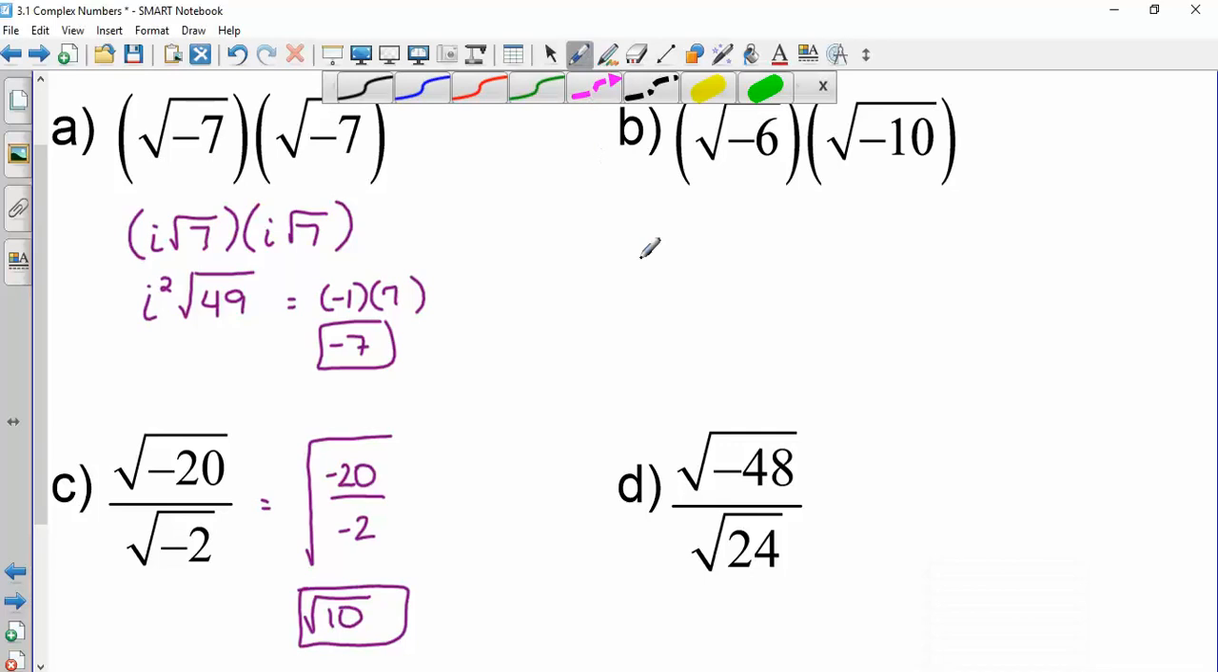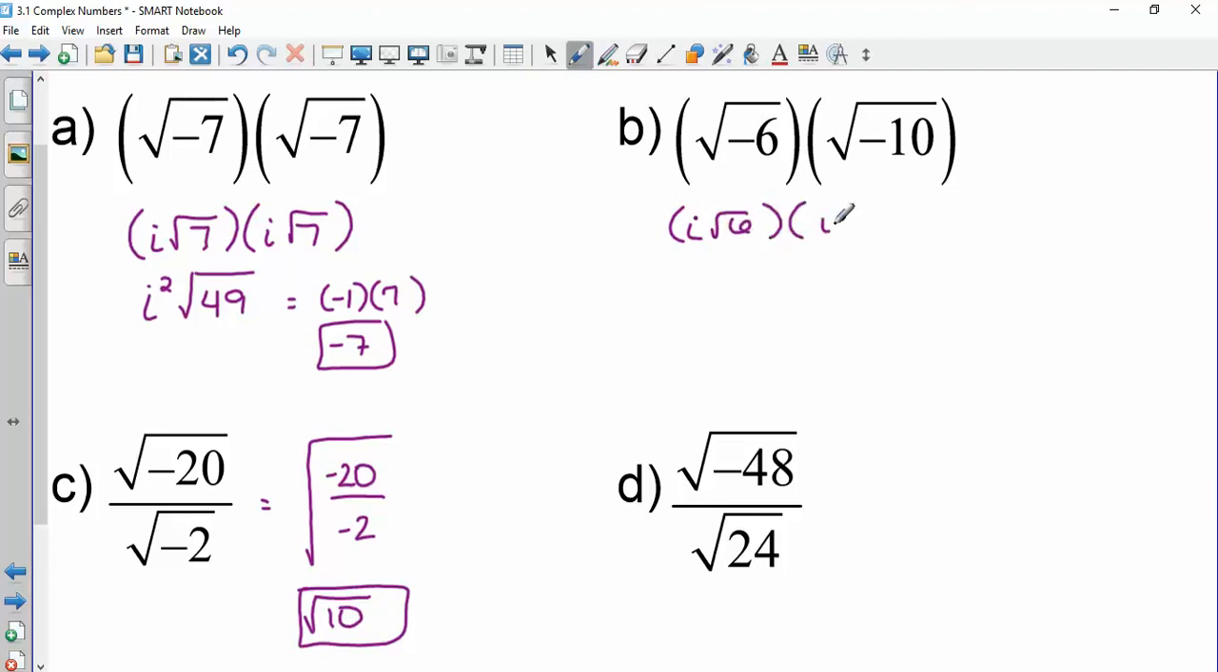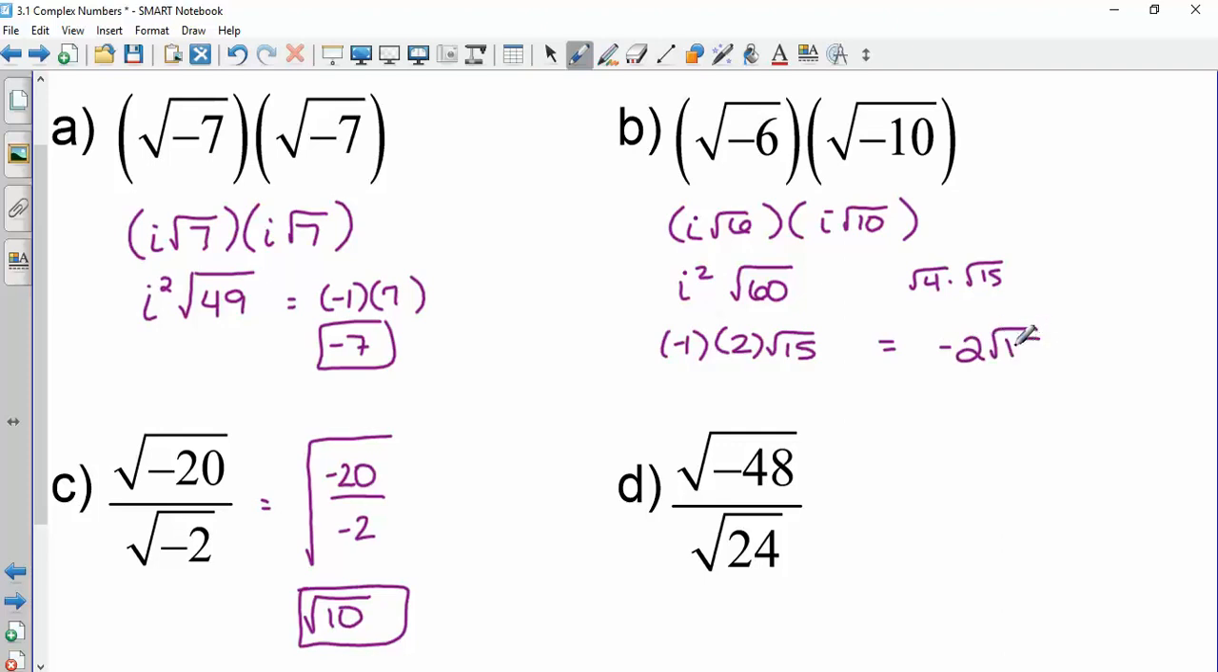On B, what do you have to do first? We have those negatives, so that means pull out an i. When you multiply these together, i times i gives us i squared. 6 times 10 is 60. Okay, I want these in reduced radical form. So i squared is negative 1. What can you break 60 into? The square root of 4 is 2. We still have the square root of 15. So we get negative 2 radical 15.